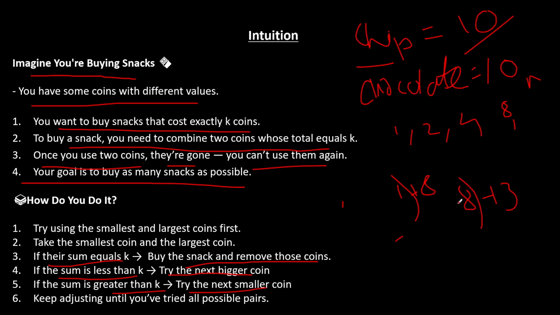In case of 8, it will be 7 plus 3. In this case, 2 plus 8. We keep adjusting until we have tried all the possible pairs, right? And at the end, when we are done iterating the array or searching in our wallet, we just return how many pairs we have created till now. I hope you understood this example, how it is working.